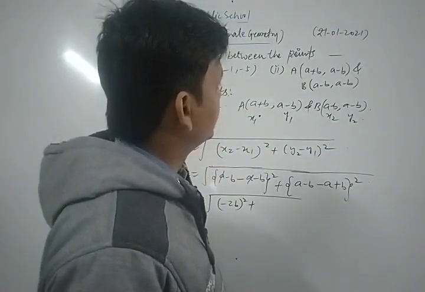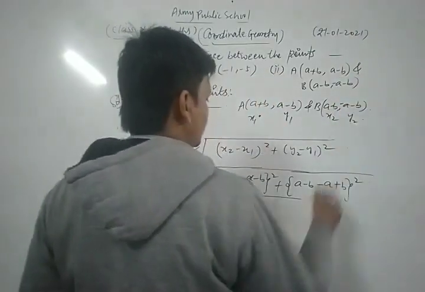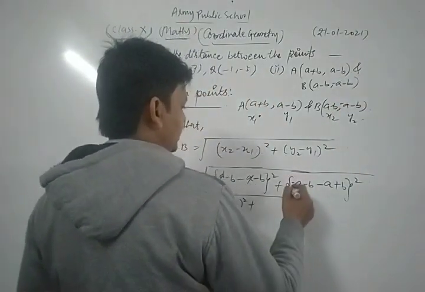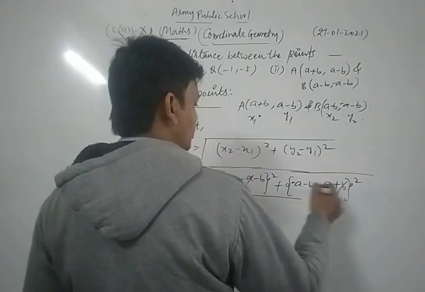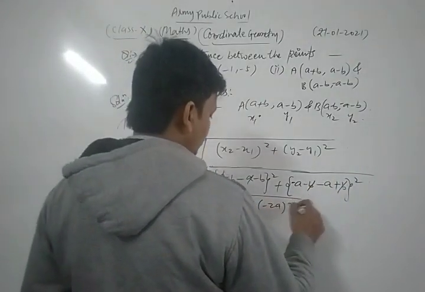This is minus A minus B. Okay, this is minus A minus B. Okay, this is y2 is minus A. Now let's see. Here, minus B plus B cancel each other. Now this is minus A minus A. This is what? Minus 2A whole square.